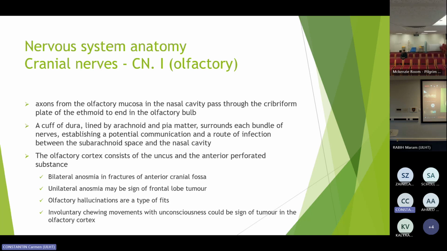The olfactory cortex is formed by the uncus and anterior perforated substance. So bilateral anosmia, for example, is present in fractures of the anterior cranial fossa. Unilateral anosmia is a sign of frontal lobe tumor. They're very typical. Olfactory hallucinations could be a type of fit. And very important, involuntary chewing movements with unconscious episodes could be a sign of tumor in the olfactory cortex.